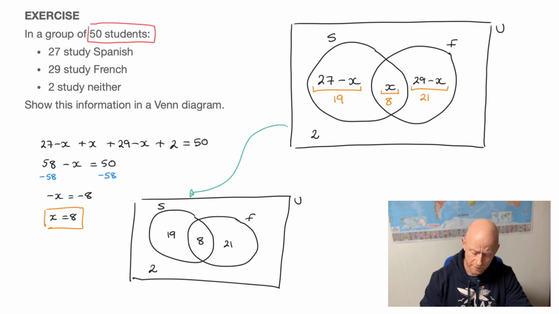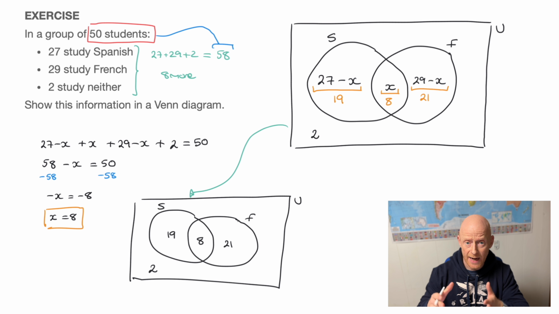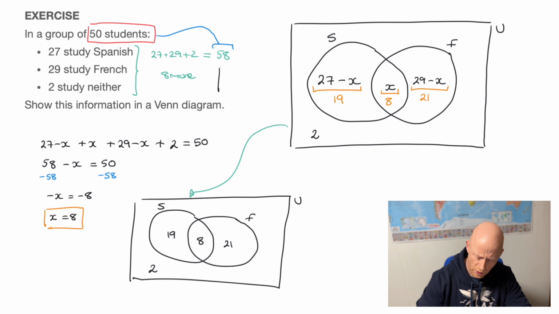And here's the whole idea. From the very beginning, we knew there had to be 50 students. But if we add up the number of students we're given here, 27 plus 29 plus 2, well, you can go ahead and check, but 27 plus 29 plus 2 is equal to 58. And comparing this 58 to the 50 students we knew of, we can see right away that 58 is 8 more. And what that tells us is that there must be 8 students in the intersection region, which is indeed what we found here.